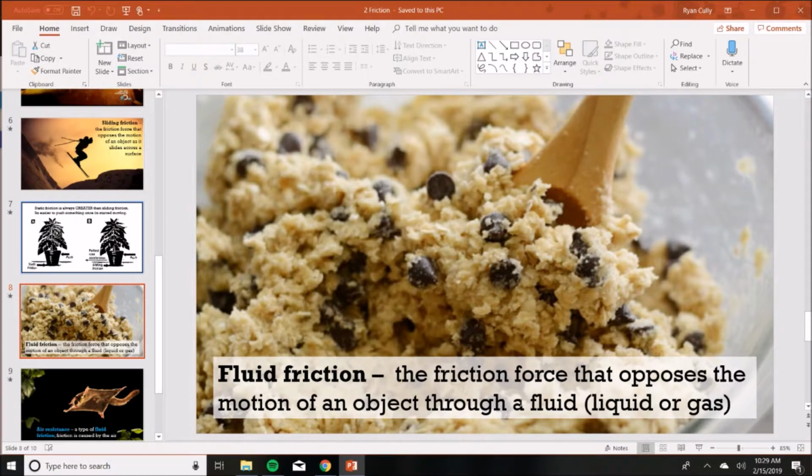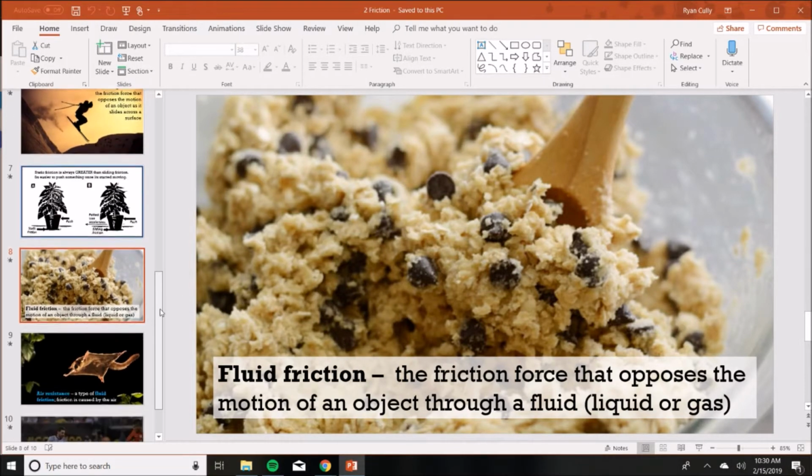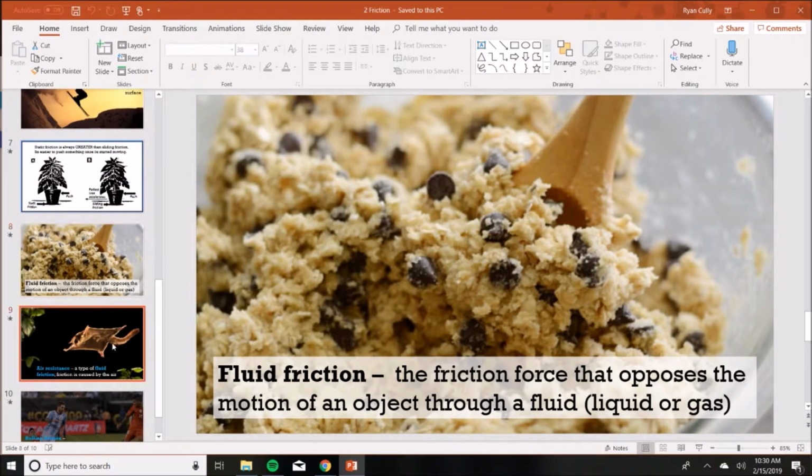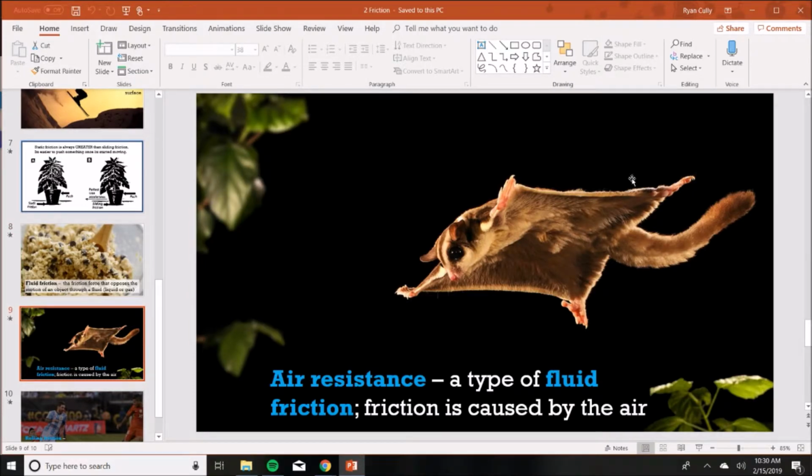It's important to note that a fluid is a liquid or a gas, so that includes air. Air and gases are a fluid. They are considered a fluid. So there is a subcategory in fluid friction called air resistance. Now you look at this little guy, he looks like a flying square, but he's a flying squirrel. And what forces are acting on him? Well, we all know that gravity acts on everything here on Earth. So gravity is pushing down. But what is keeping him up? Well, that's air resistance. And it's opposing his motion.